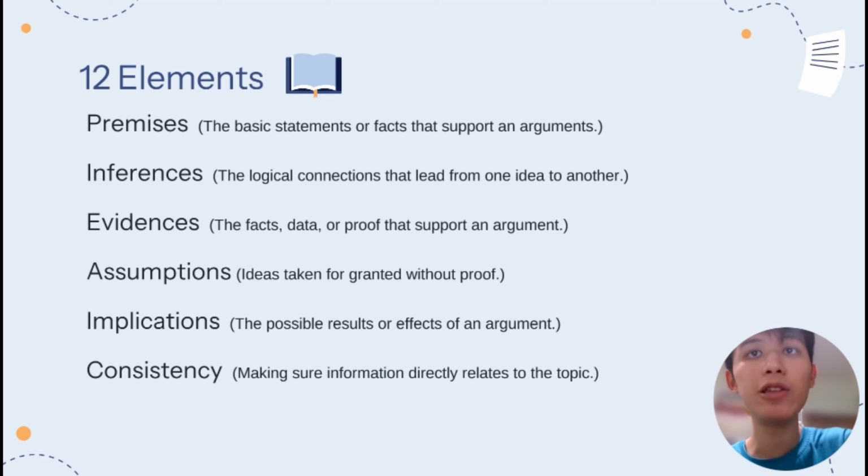Third is the evidence. This includes things like facts, data, or research that supports an argument. Without it, it's just an opinion. Fourth, assumptions are ideas that we take for granted without proof. Sometimes they're useful, but they can also lead to bias.